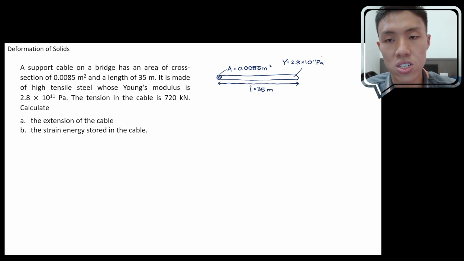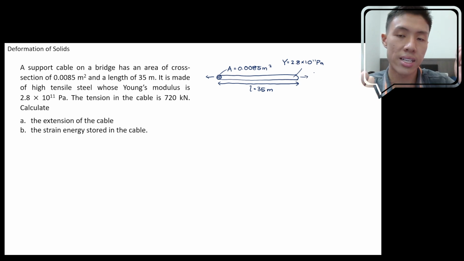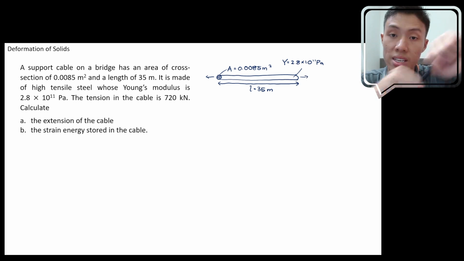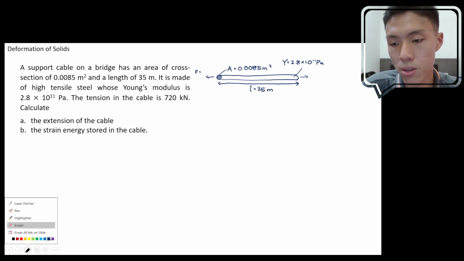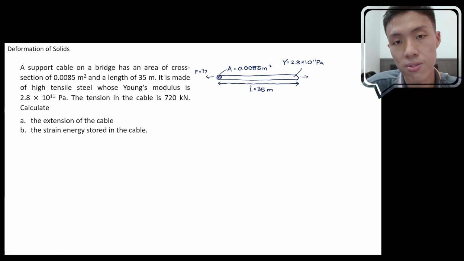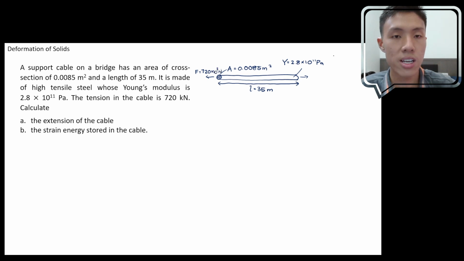Okay, so the tension in the cable is 720 kilonewtons. So you are going to stretch this support cable, because it's suspending the bridge, right? So there's some tension experienced by the cable, and this tension has a magnitude of 720 kilonewton. Have to be very careful, don't forget the kilo over here. 720 kilo times 10 to the power 3 Newton. So that's the force experienced by this support cable over here.